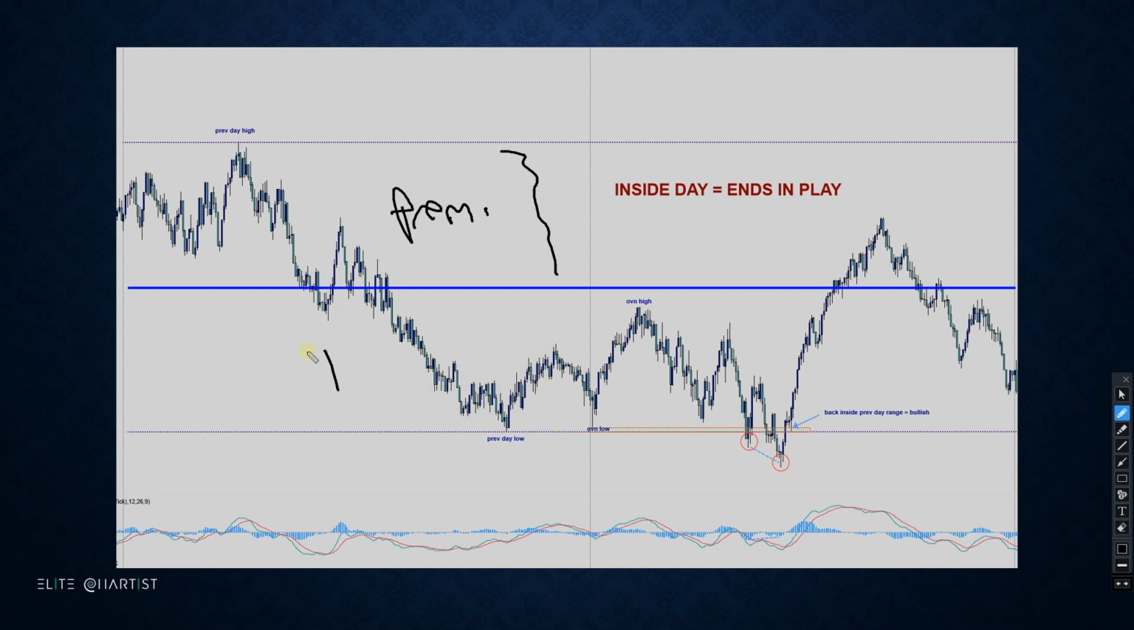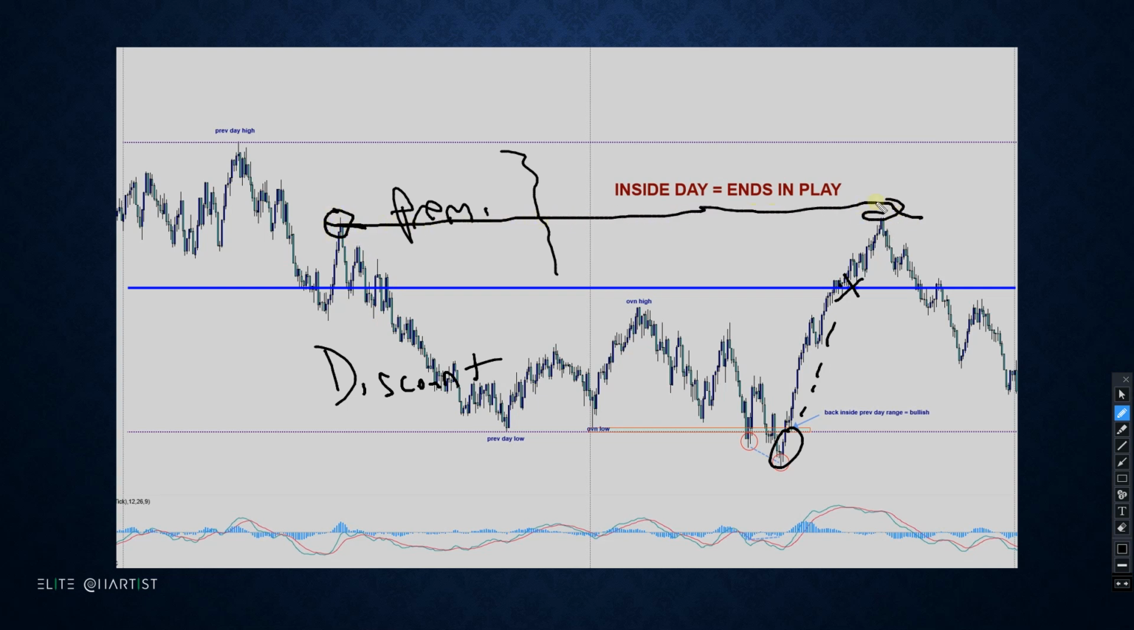So price likes to go from discount to premium and back. Buyers jumped in the discount area and took it up. Here's where we start to pay attention that we're in the premium zone. So you want to look for key areas of, let's say, rejection. This wick is screaming at me as where we might get rejection again.